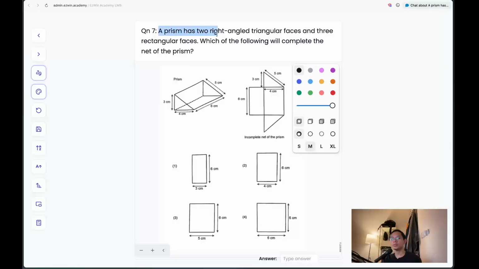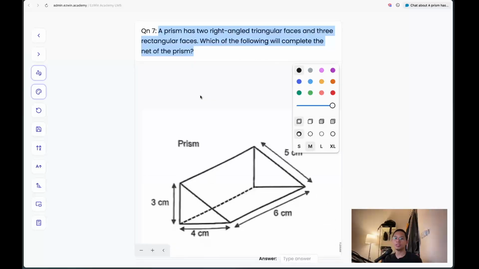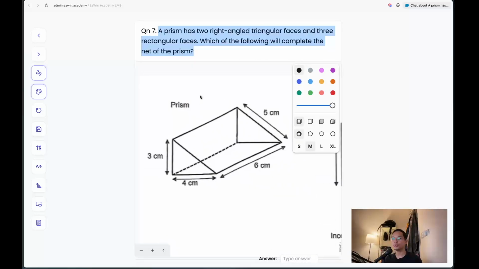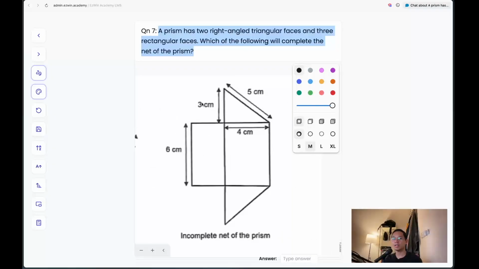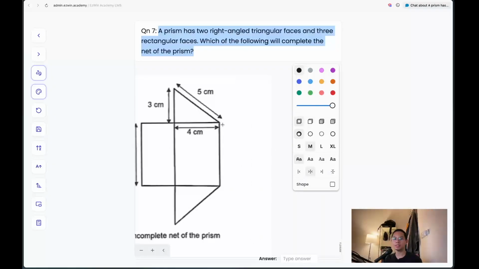A prism has 2 right angle triangular faces and 3 rectangular faces. Which of the following will complete the net of prism? So this is the 3D view of the prism, and then we have the flat or net view of the prism. What we want to figure out is what the missing part over here is. So what are the dimensions?